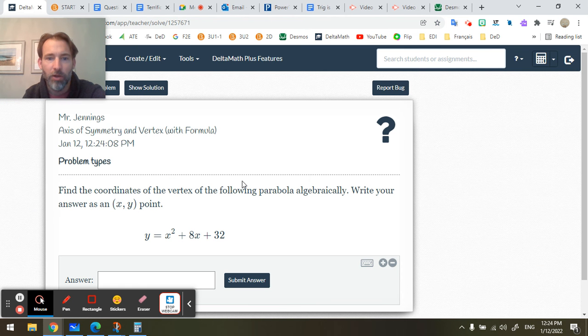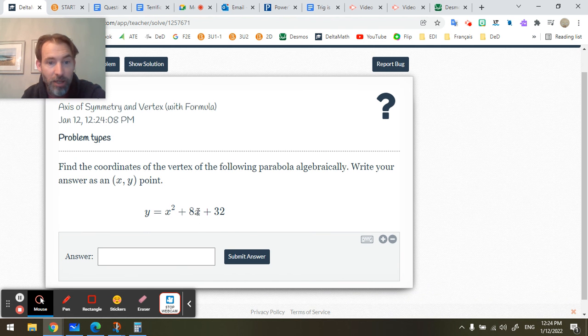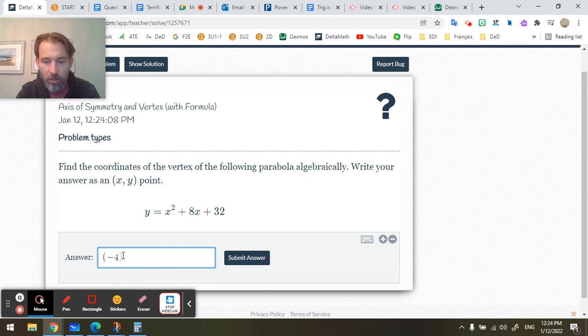Find the coordinates of the vertex of the following parabola algebraically. Write your answer as an xy point. So they want you to do negative b over 2a. Negative 8 divided by 2 times a. A in this case is 1. Negative 8 over 2 is negative 4. So now I input negative 4 for x. I know my answer is going to have an x value of negative 4. Negative 4, comma, and then my y value is negative 4 squared, which is positive 16, plus 8 times negative 4, which is negative 32. Negative 32 plus 32 is 0, so the y value is 16.